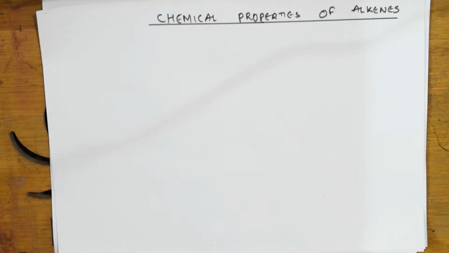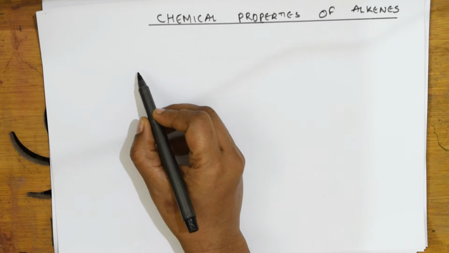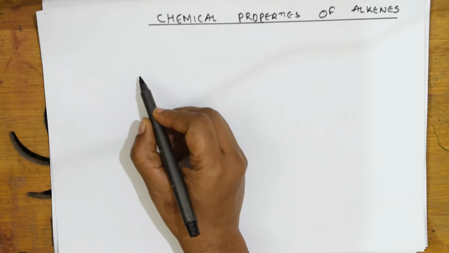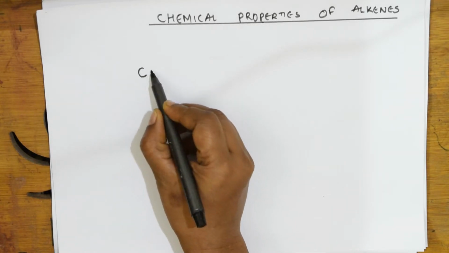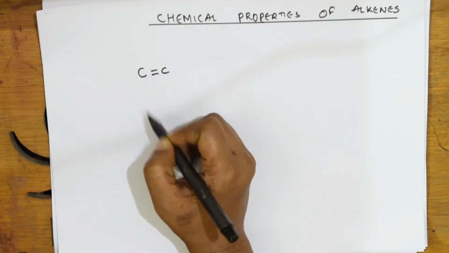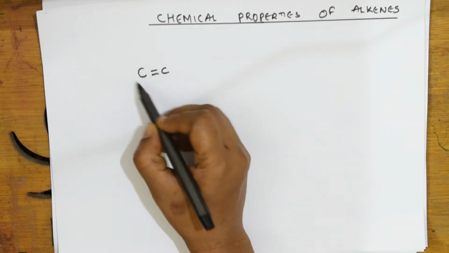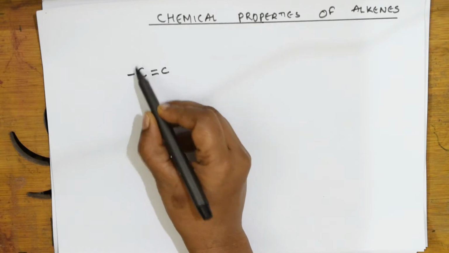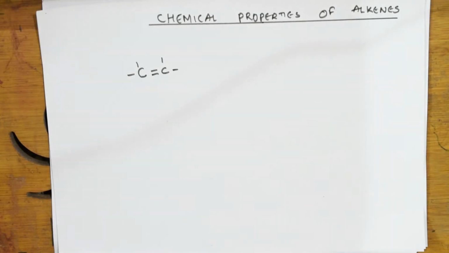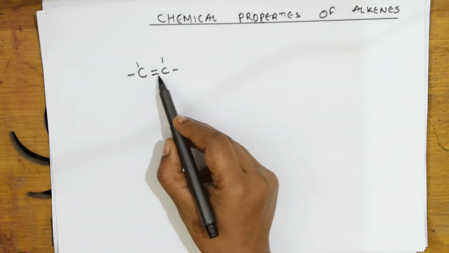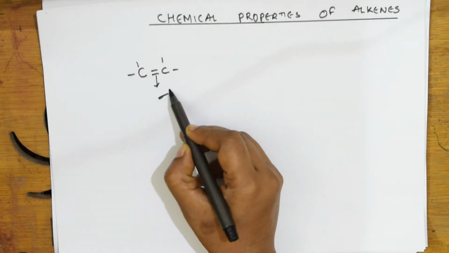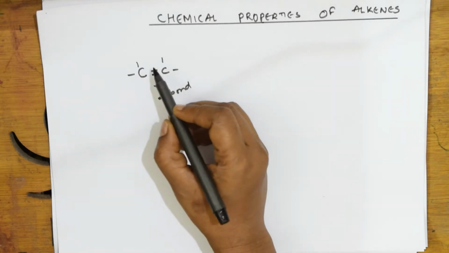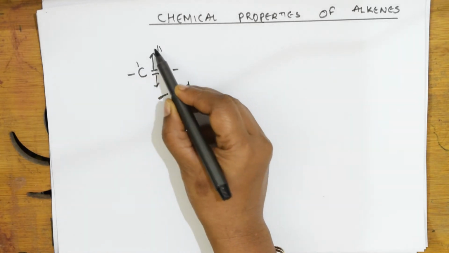Whenever I speak about alkenes, what is the first important thing you have to remember? Alkenes are double bonded compounds, isn't it? So when I take an alkene, it's a C double bond C. Around each carbon we have tetravalency, so 1, 2, 3 and 4. Here, what types of bonds are there? One bond present in the alkene is a sigma bond, and the other bond is a pi bond, isn't it?